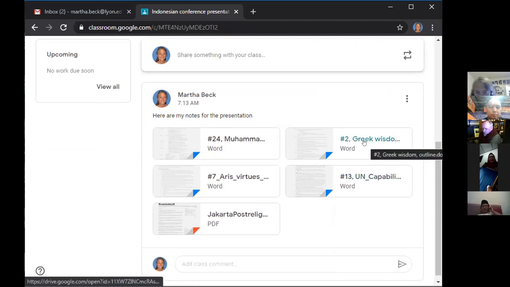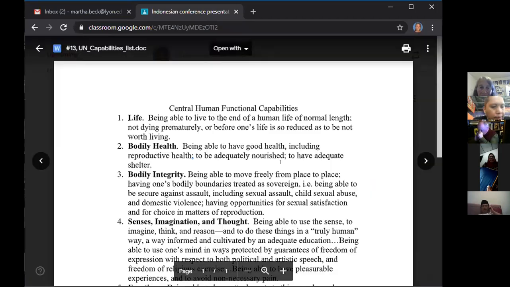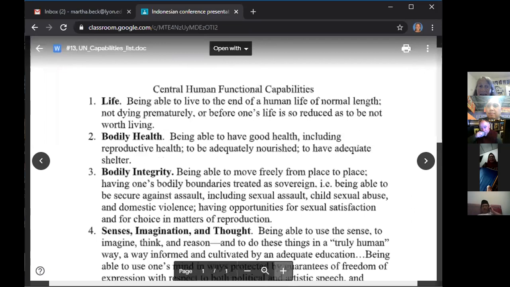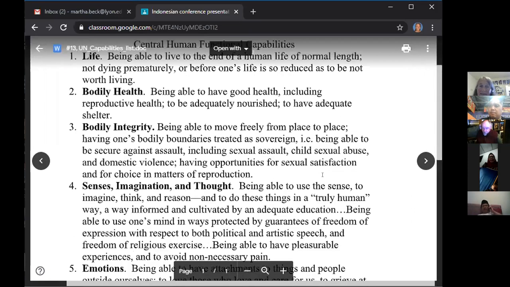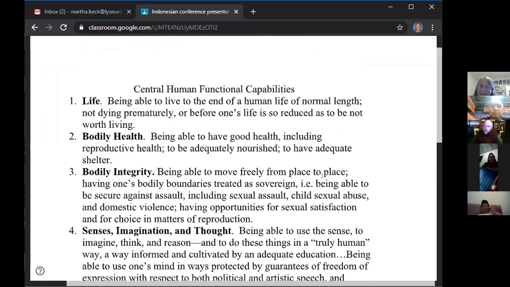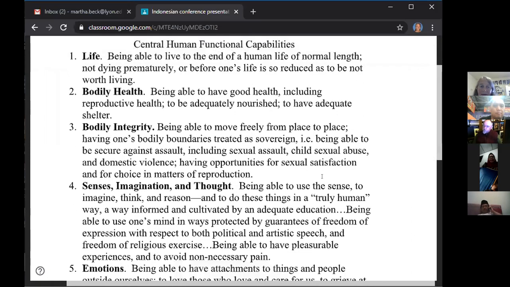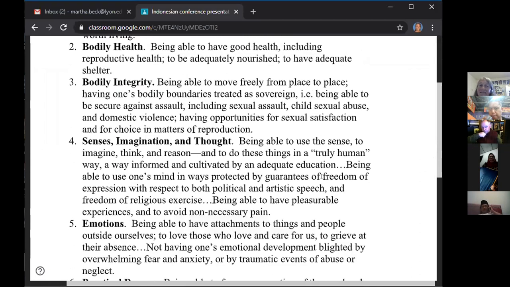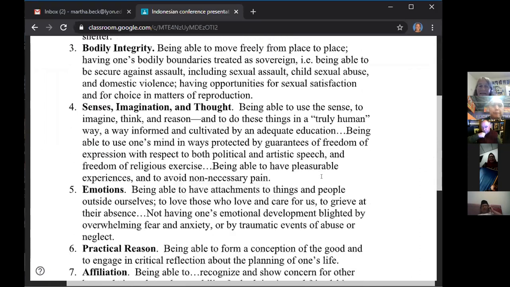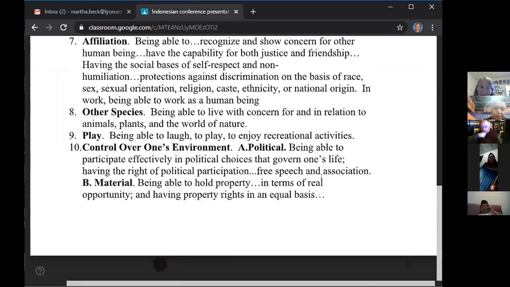So let's see. I have a couple other things. All right. So I also connect this to the United Nations, like you do, the capabilities approach. And this was Martha Nussbaum, when she was living with Amartya Sen, who got a Nobel Prize in economics for the capabilities approach. She has a book out about women and development, and this is her list. She noticed that it was very Aristotelian, and so I write a lot about that.